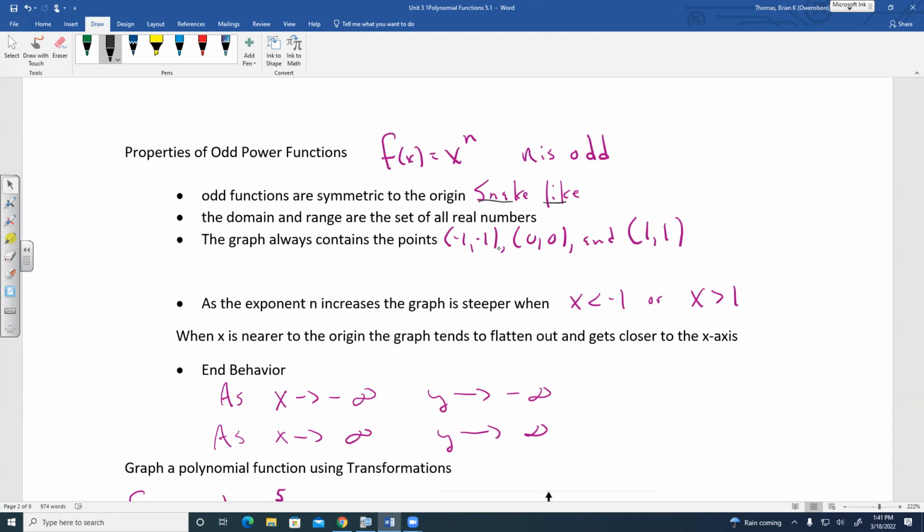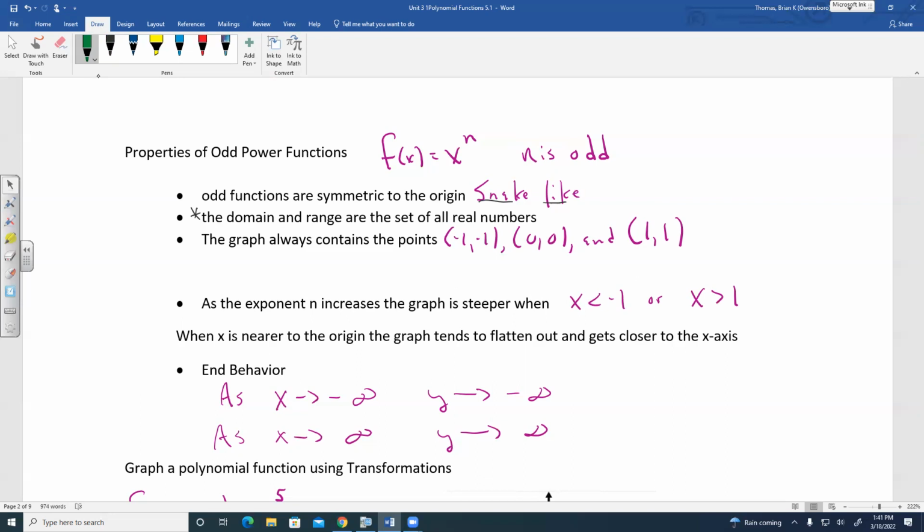Notice that the domain and range here on odd degree functions is the set of all real numbers. But notice how a U-shape actually had a boundary. These will not have boundaries on the domain or the range. They're going to be the set of all real numbers. In other words, they're going to go from negative infinity to infinity. The graph is always going to contain the points (-1, -1), (0, 0), and (1, 1). Notice that (-1, -1) is actually in that third quadrant.